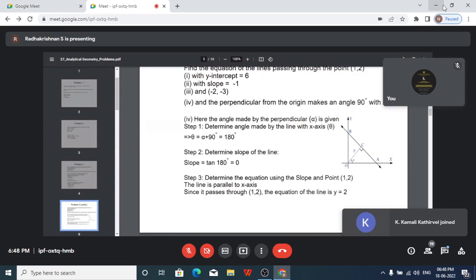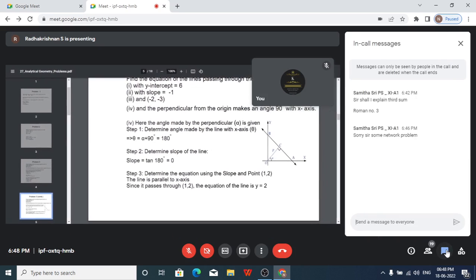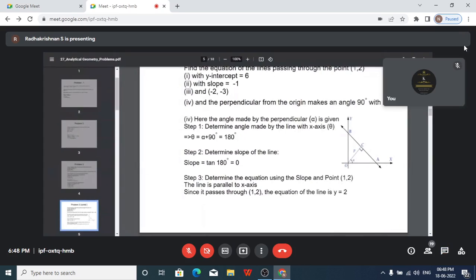So now we have the slope and a point. The point is given as 1, 2 and slope is 0. So we can determine the equation using the slope and point method. Since slope is 0, it is parallel to the x-axis. Immediately you can write it off, you don't even have to do any calculation. It is parallel to the x-axis and passes through point 1, 2, so it has to be y equal to 2.